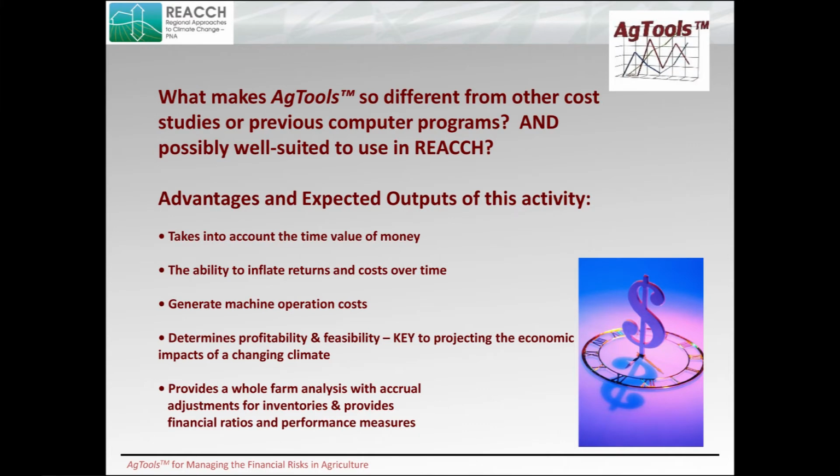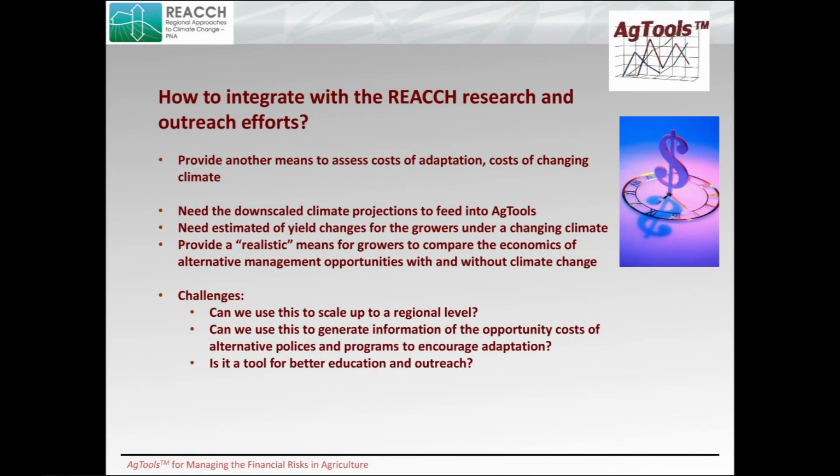And how are we going to integrate with REACCH research and outreach efforts? We're hoping to provide a means to assess costs of adaptation to a changing climate. What's a changing climate going to cost farmers? But we need information, yield projections. What are yields going to do in the future? Are costs going to increase? Compiling information is an issue, and we're trying to get a case study that represents the region as a whole. And is that case study going to be representative of Northwest Oregon and Washington?